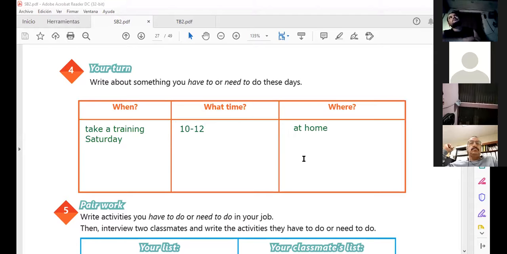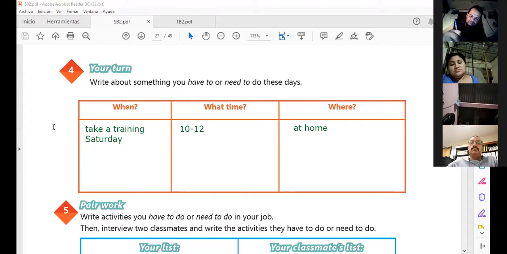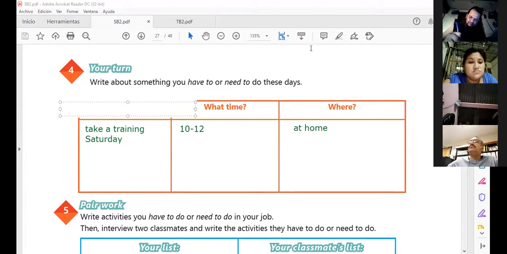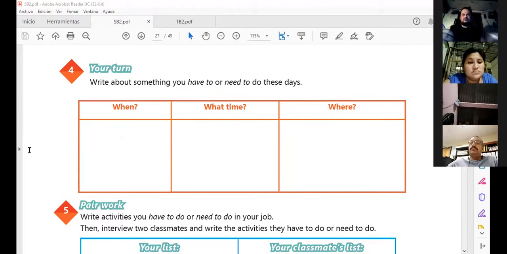Acerca de lo que ustedes tienen que o necesitan. Pero, acuérdense que estamos usando lo que es el have to o need to. I have to take a training o I need to take a training. Aquí depende si es obligatorio o si es una necesidad. In my case, I can tell that I have to take a training on Saturday from 10 to 12 and at home, ¿ok? Vamos a ir haciendo oraciones así completas, usando el have to o el need to, ¿ok? Ahí no se los escribí completo, pero ustedes sí lo tienen que hacer así, ¿ok?